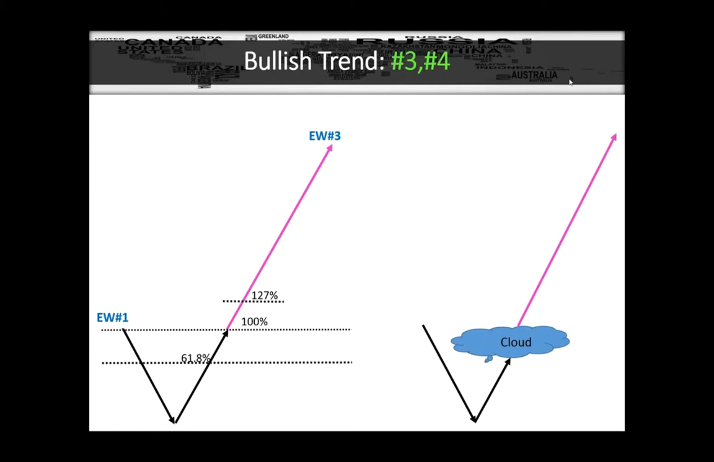Everyone okay with that? Okay, so is it very clear in everyone's mind what a 3 and 4 is? Yes? Okay, any questions in regards to this?